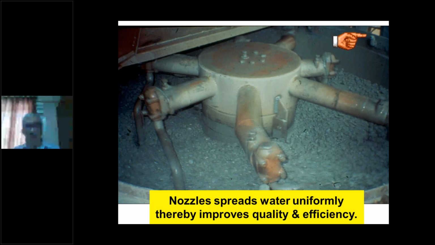Now you'll notice that the rotating drum mixer does not have this facility. The water is put at one point by the mixer operator, and therefore the efficiency is less. The mixer has to work for 2 minutes to give you 1 bag cement load of concrete, whereas this can give you in half the time 1 cubic meter of concrete.